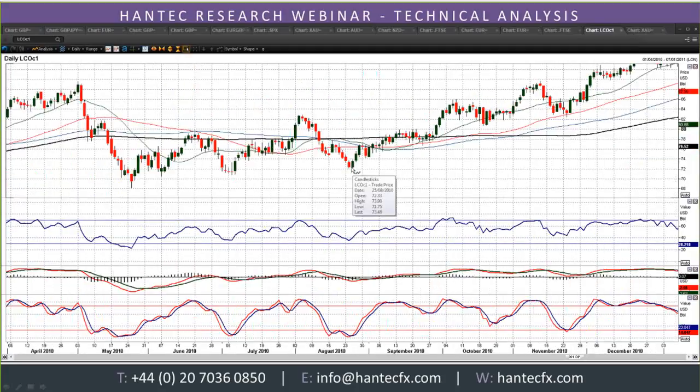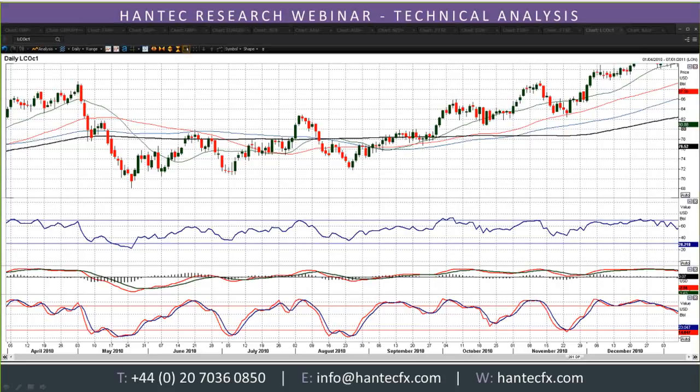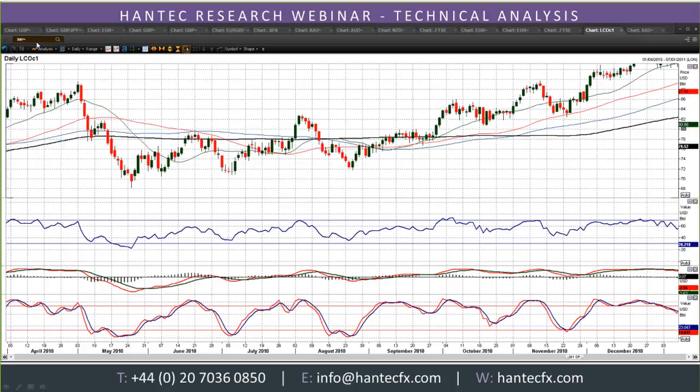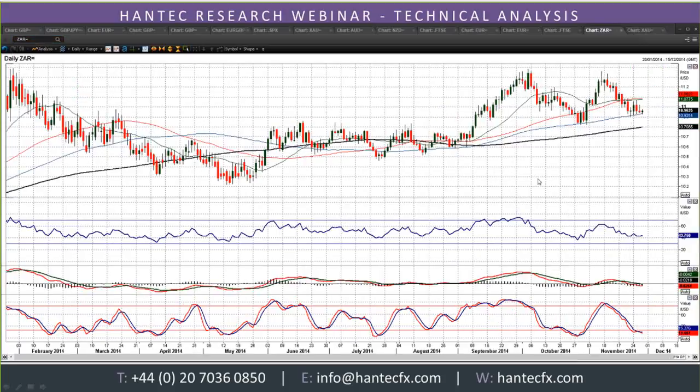Okay. Do you have dollar ZAR? Yeah, I don't really look at the rand much, so this is interesting. Okay, yeah, let's do that. Okay, so you've got on the rand a pretty decent uptrend.